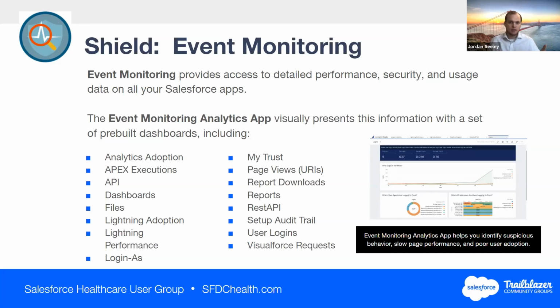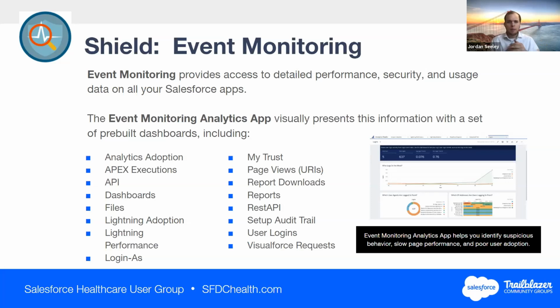So the setup process for this is after you have Shield provisioned for your org and you enable Einstein Analytics to start using Shield event monitoring, you'll go through a setup process that allows you to use some of the pre-built dashboards, of which we have several listed on the slide. I think there's 14 or 15 in total that come with the standard event monitoring analytics app. But this allows for capturing and logging of all this information and presenting it visually.